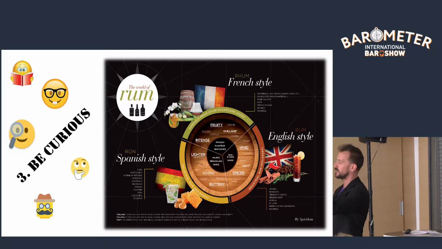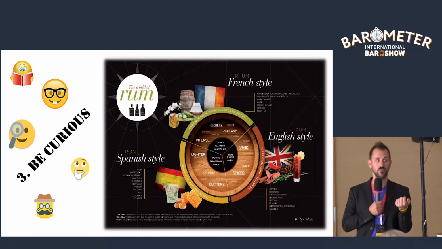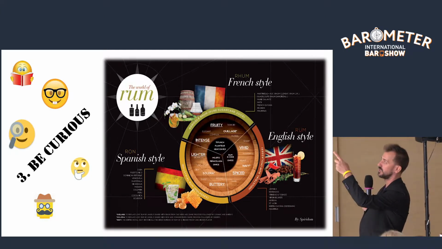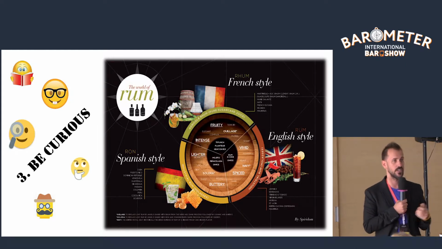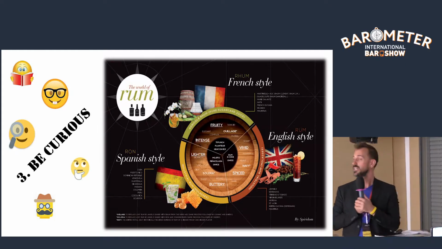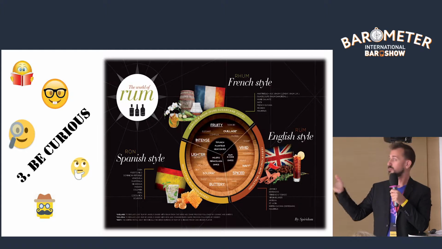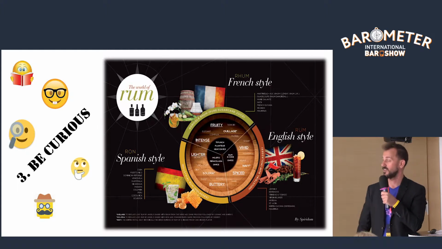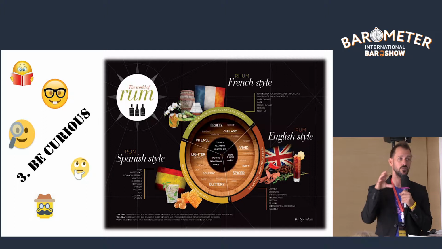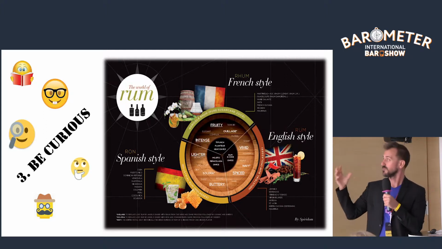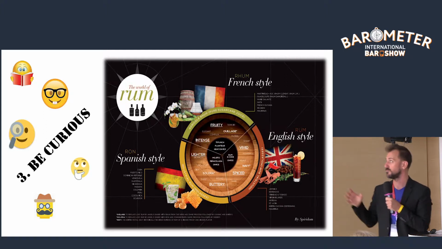Now you can't really see this picture, but if you go online and Google Spiritum, the word of rum, you will find this picture, and I recommend you to do that. I was really happy a couple of years ago when I found this picture, because it helped me to get a better understanding of rum.